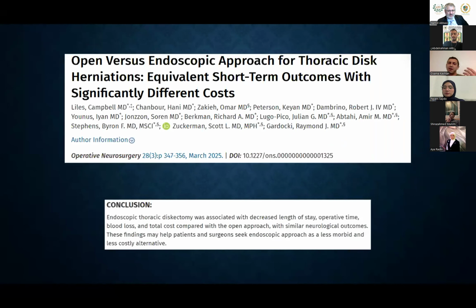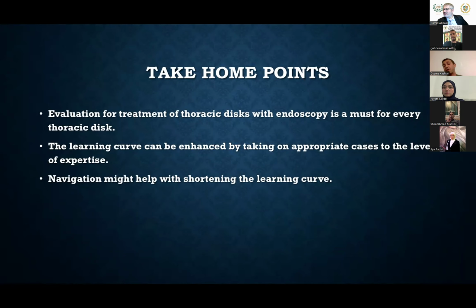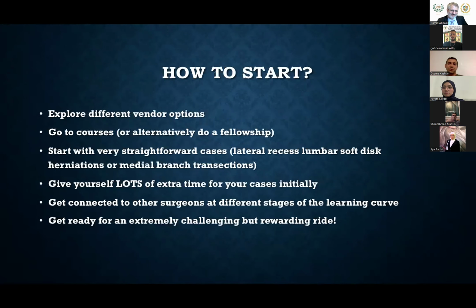And at the end of the day, we care about our patients, and this is a much less invasive way for them. So in terms of the take-home points, I wanted to let you see how endoscopy is done in the thoracic spine. I wanted to really harp on the point that I do think every thoracic disc has to be evaluated for endoscopy. Maybe it's not the best option, but it has to be at least evaluated before going through with any type of open option. And then the learning curve can be enhanced by slowly going up in the complexity of the cases. Navigation might help. And now we have evidence to show that doing thoracic disc surgery with endoscopy is better than what we're doing now. So how do I start?